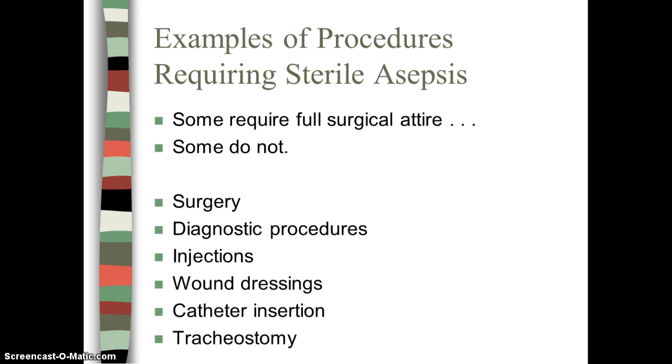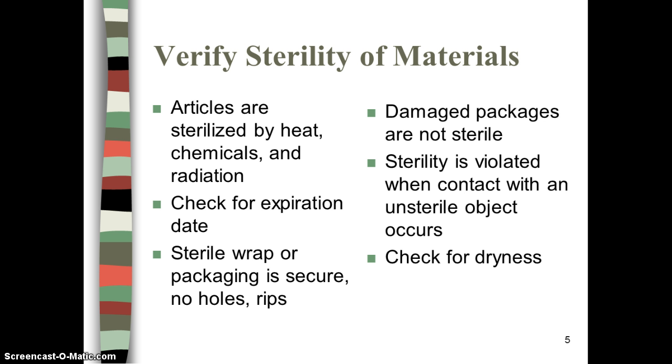Urinary Foley catheter insertion, trach care, and all that are procedures that you will be doing and require sterile technique. First off, you need to verify that the materials that you'll be working with are sterile. You need to do that by looking at your expiration date and checking the surgical wrap, making sure it's secure, no holes, no rips. Any damaged packages, you can't use them, period, end of discussion.